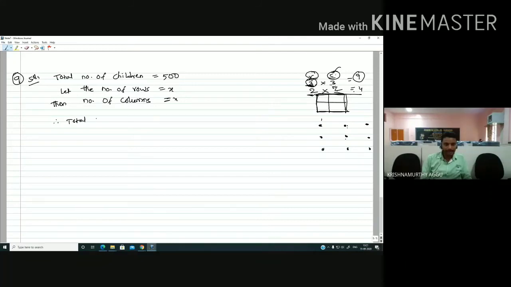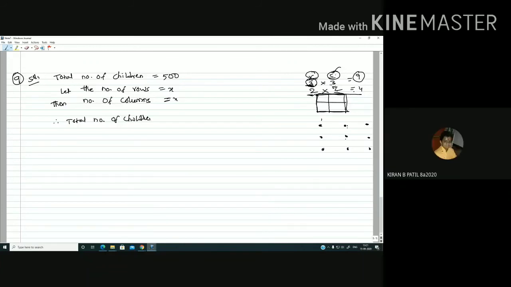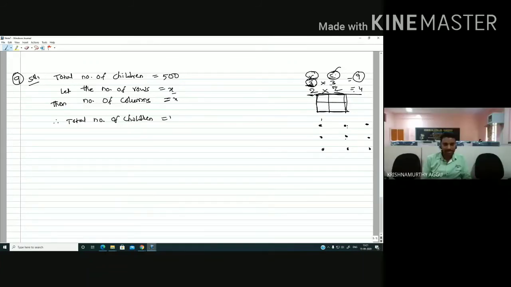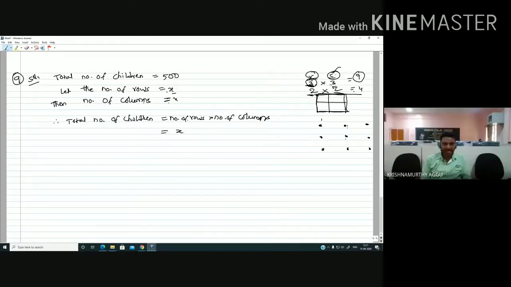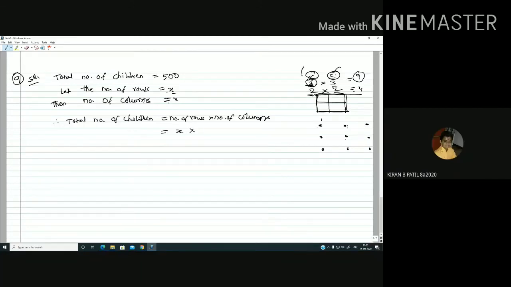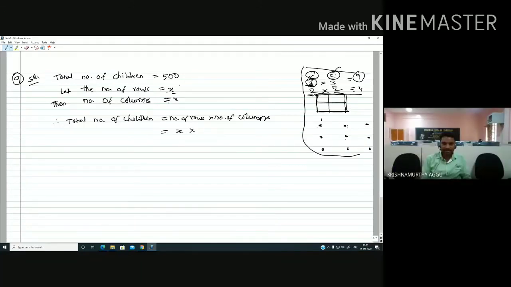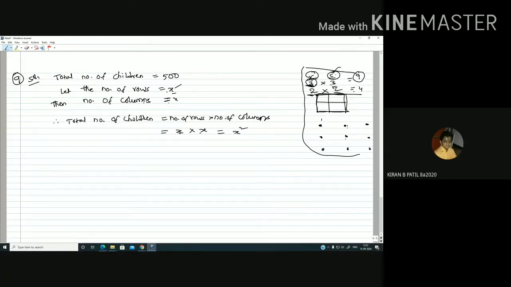Therefore, total number of children equals number of rows into number of columns. So how many rows are there? We don't know. 3 rows, 3 columns, this is only for your understanding purpose. Now here, how many rows? X rows and X columns. Can we write X into X as X square? X square. Yes, sir.